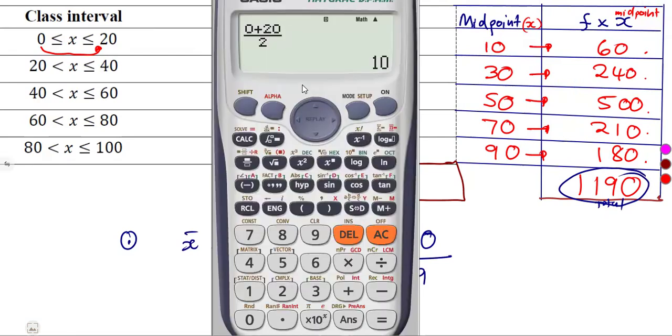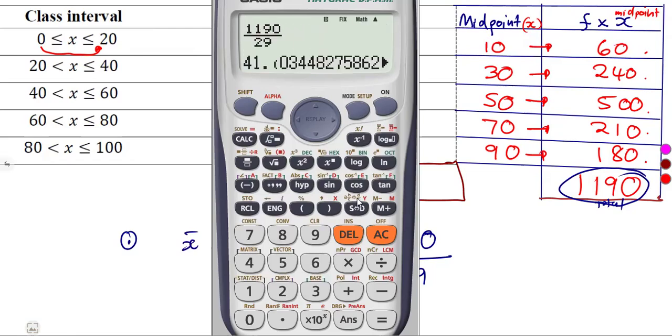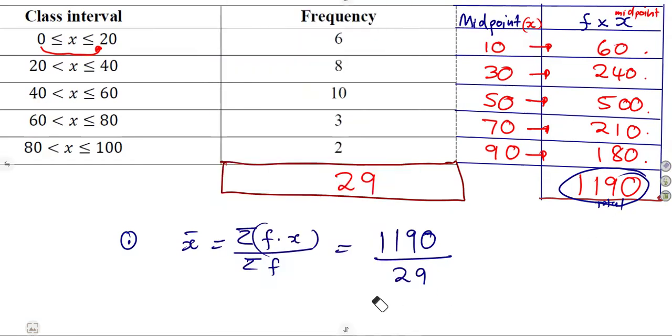You can use your calculator. In this case, 1,190 over 29. So as a decimal, 41.03 to 2 decimal places. You can even fix this to 2 decimal places on your calculator. That's 41.03. Okay, so that's our estimated mean, 41.03.